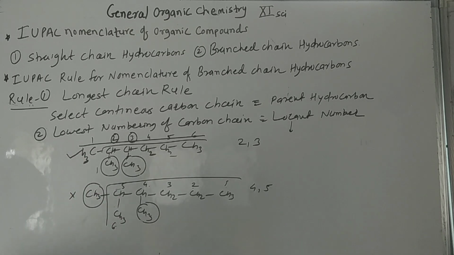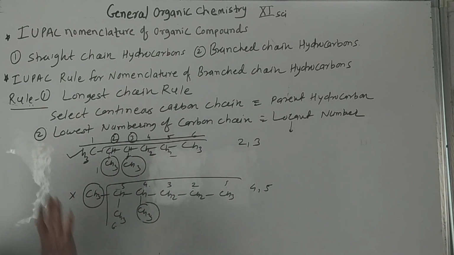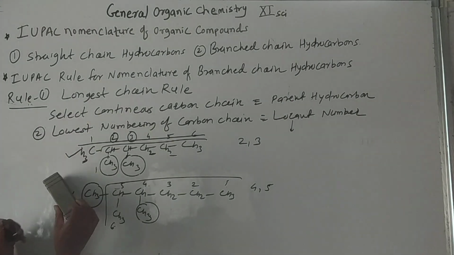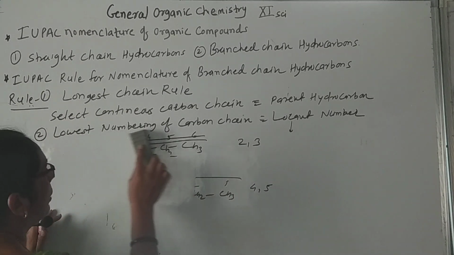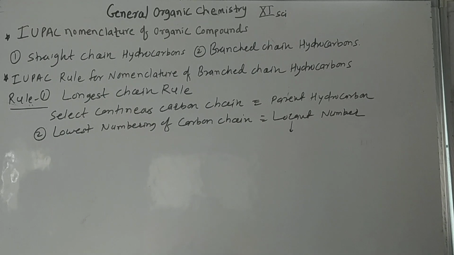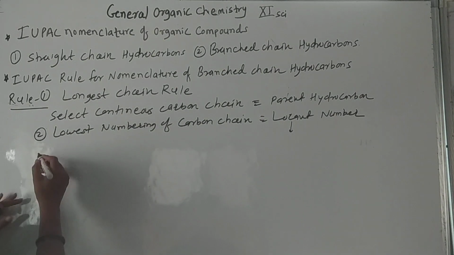So I have to give the numbering to the carbon chain, which is the parent chain, in such a way that the alkyl groups attached get the least possible numbers. That is how you have to write the numbering of this organic compound. This is the second rule, called the lowest locant number rule.